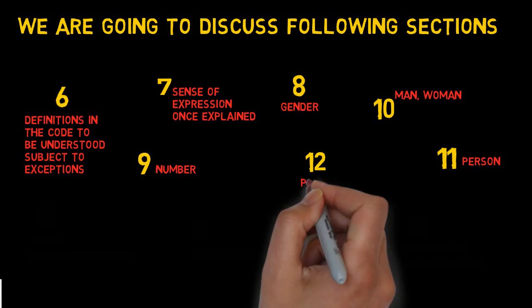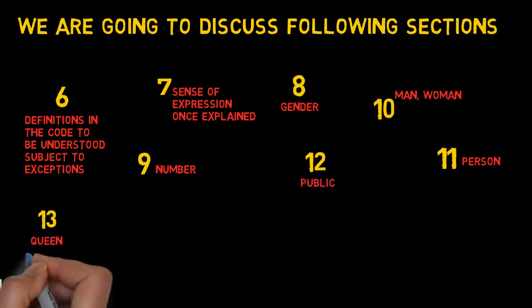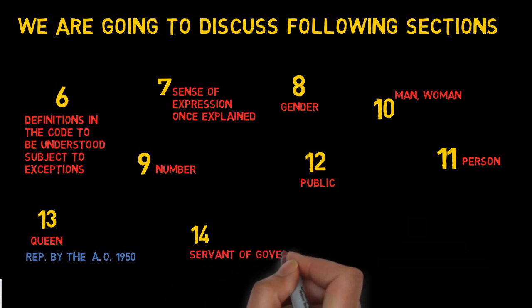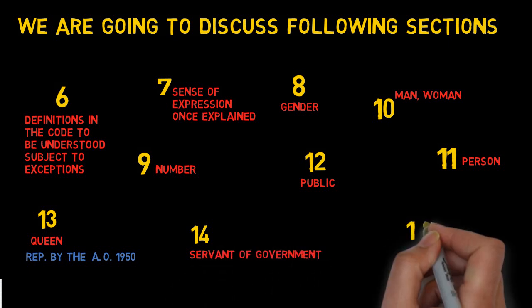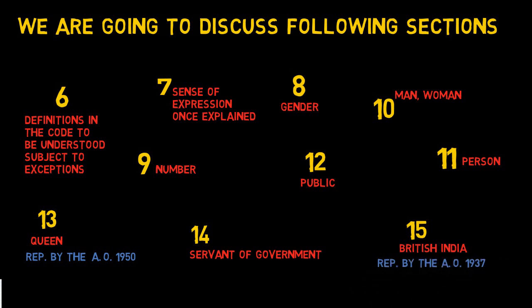Section 12 that defines the word public. Section 13 defined the word queen, but it was later repealed in 1950. Section 14 gives the meaning for the expression servant of government. Section 15 defined the word British India, but this section was also repealed later. Let's look into each and every section.